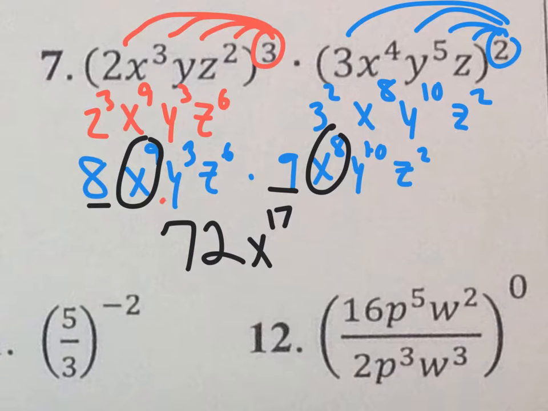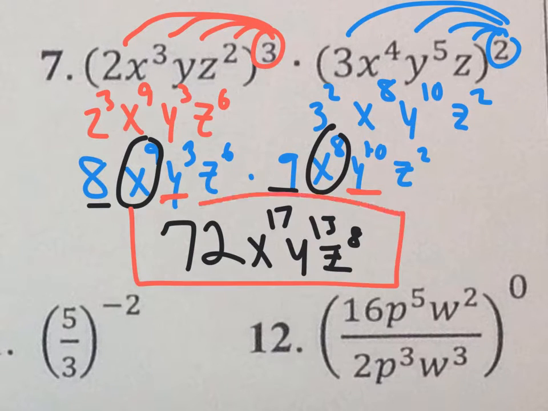And then when you go for the y to the 3rd times y to the 10th, again, you're going to be adding. So that's going to be y to the 13th. And last but not least, the z to the 6th times z to the 2nd is going to be z to the 8th. You just add the exponents. So there's your answer. 72, x to the 17th, y to the 13th, z to the 8th.